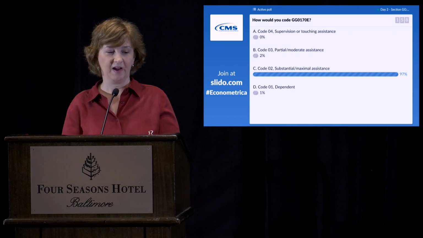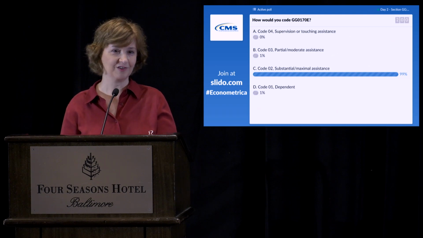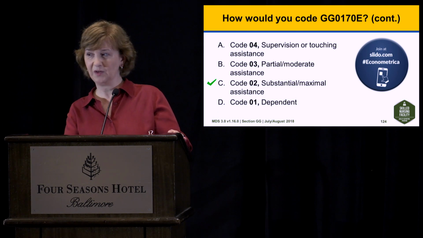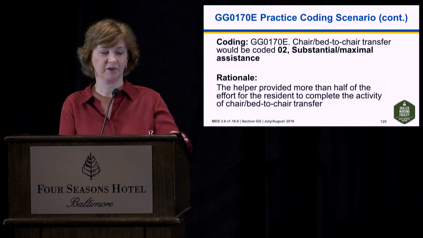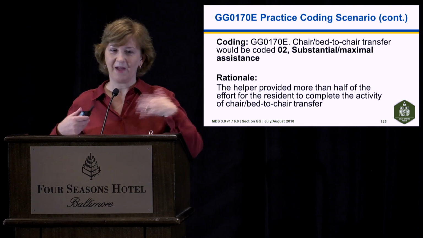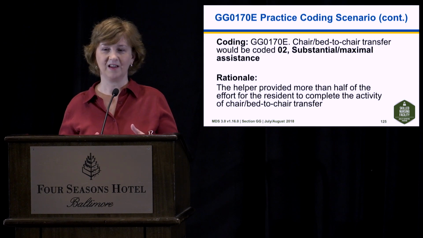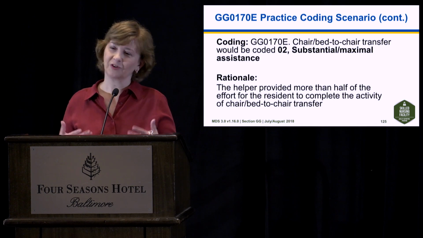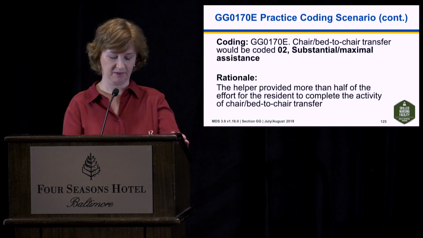Okay, it looks like about 160 of you have put in your answers. I hope those of you online are also trying to enter your responses. And it looked like most of you were coding 2, and I do agree with that as a response. So the rationale here in the slide is that the helper provided more than half of the effort for the resident to complete the activity. Obviously, when you're back at your facilities, if you're the person doing the assessment, in this instance, you would be using your clinical judgment to determine who's performing more than half of the effort in order to code an example like that.